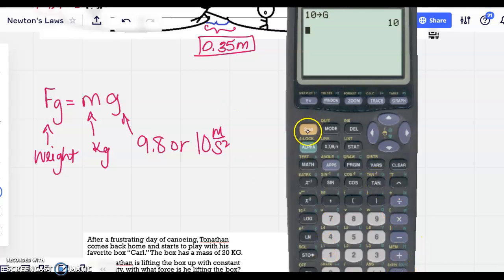Now, if I hit my second function and I hit recall, and I hit alpha. Actually, I don't think I need to do that. It'll pull it back up. Okay, let's see. So if I have a 20 kilogram box and I want to find its weight, alpha G. It does it for me. So you don't even have to hit recall. You can just hit G.